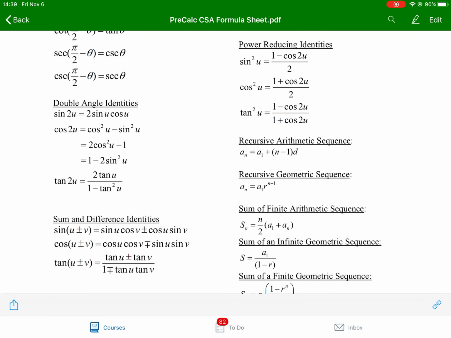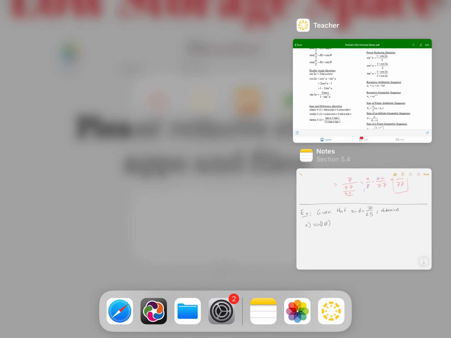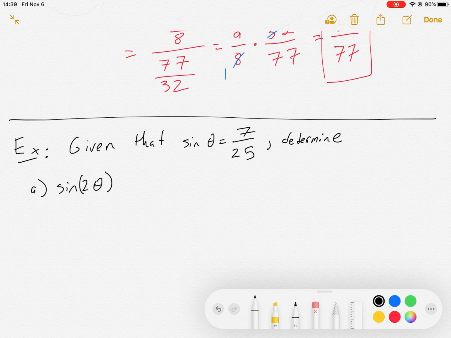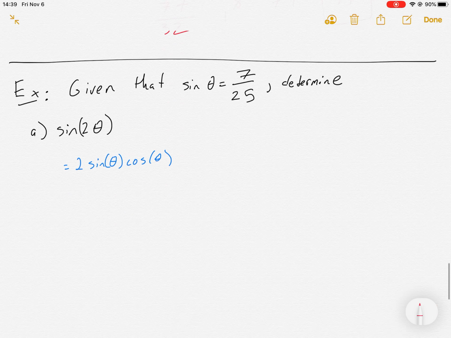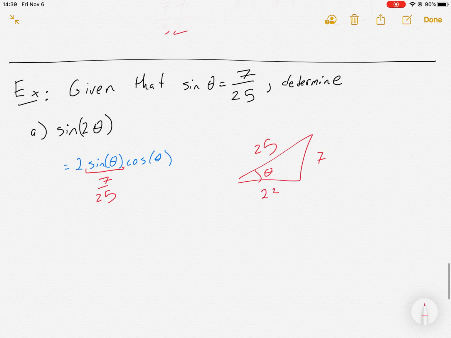So let's go ahead and take a look at our formulas here, our identities. We're at the top of the double angles, so we're doing 2 times sine of theta times cosine of theta. So that's where we're going to start off. We know that this equals 2 times sine of theta, which is good. I know what sine of theta is, and then times cosine of theta, which I don't know yet, but it shouldn't be too bad to find. So it's 2 times this, which is going to be 7 over 25. And that makes this 24.